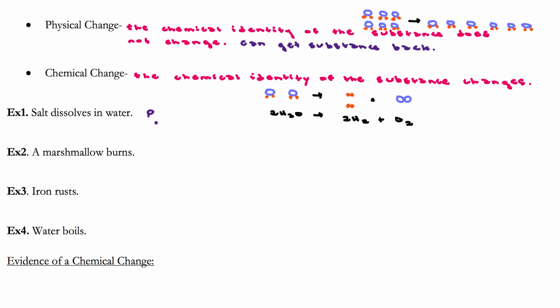If I burn a marshmallow, when I'm burning something that is actually a type of chemical reaction, it is a combustion reaction, and I am changing the identity of the marshmallow. It is being burned, and I cannot get that substance back. It will be charred no matter what I do. So that is a chemical change. I'm changing the identity of the marshmallow.